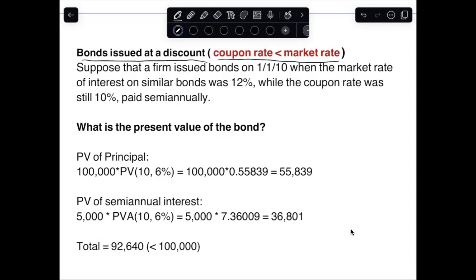And let's look at the example in detail. Suppose the firm issues a bond on January 1st, year one, when the market rate of interest on similar bonds was 12%, while the coupon rate was still 10% paid semi-annually. So the market rate for every period is 6%, while the company gives you a rate of return of 5%.